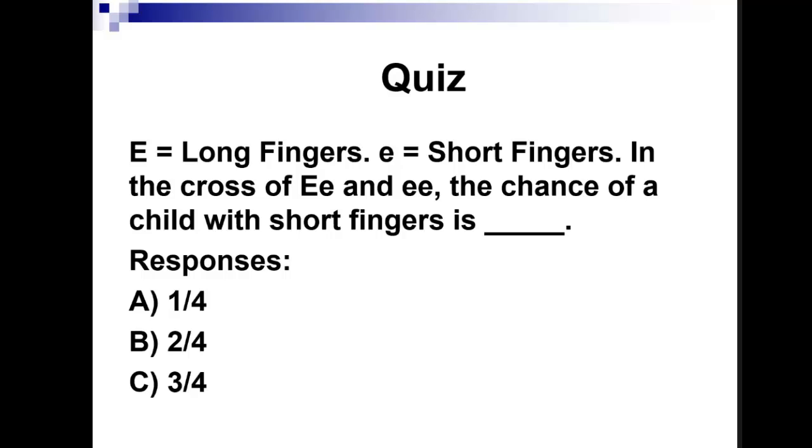Okay, let's see what the correct answer is. If you found that the chance of a child with short fingers is 2 out of 4, you are correct. The correct answer is 2 out of 4 or 50%. This is the phenotypic ratio.